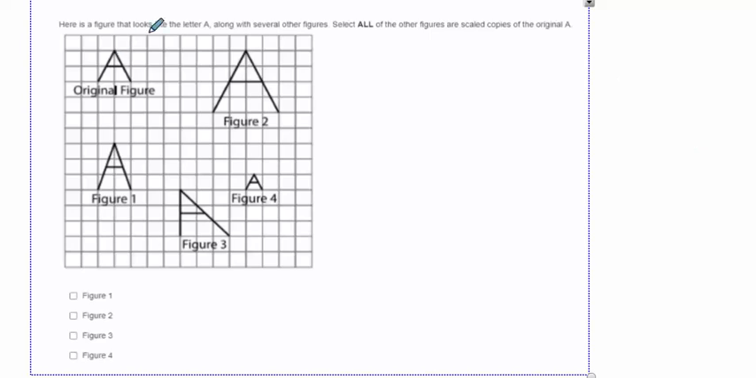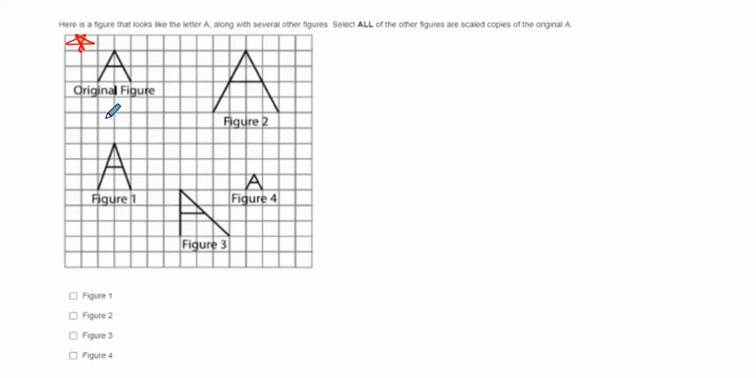All right, here's figure A. Which ones of them are all scaled copies? Okay, we actually did one of these. I want to know which one is a scale factor of this one. First of all, I can already tell that this one won't work because it's slanted. You can definitely see that one. That one's not going to work.